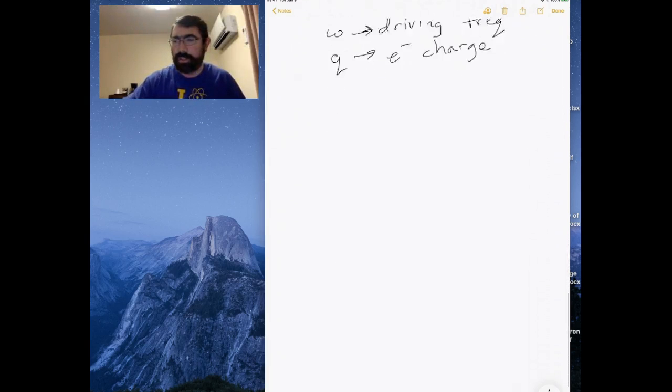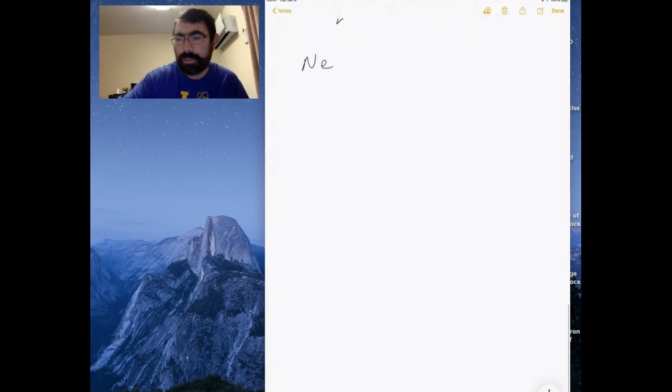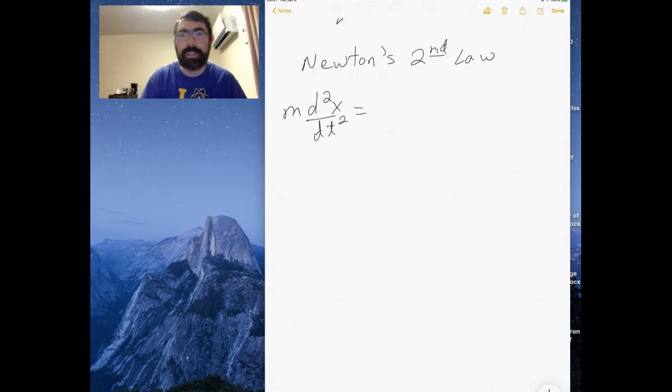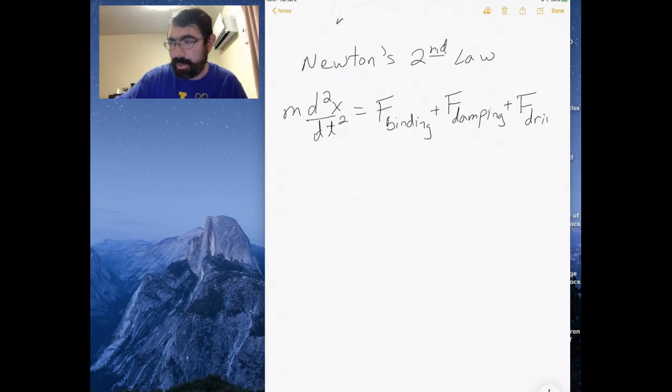So Newton's second law says that mass times the acceleration is going to be equal to the sum of the forces. So we've got the binding force acting on the electron. We've got the damping force. And we have the driving force. And all that leads to the electron's motion.